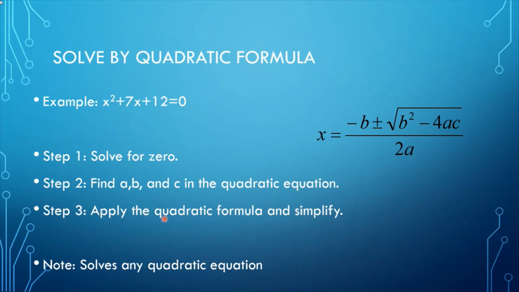Plug everything in, apply the formula, and simplify it. And the formula is x equals negative b plus or minus the square root of b squared minus 4ac, all over 2a.